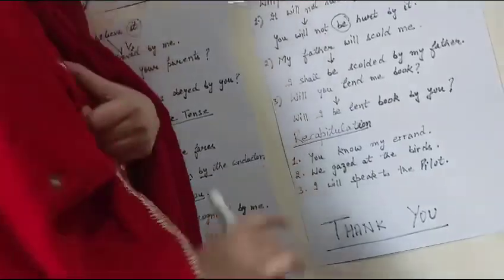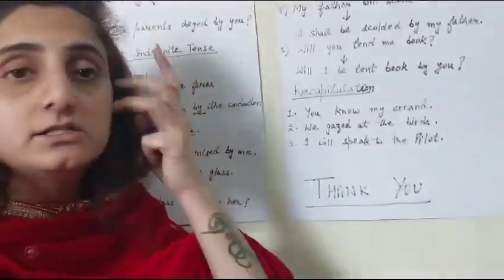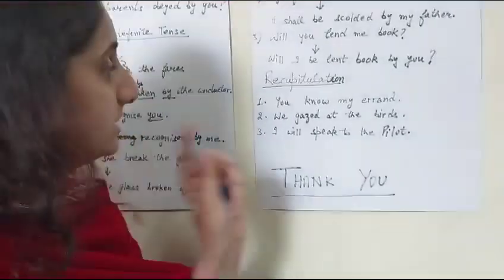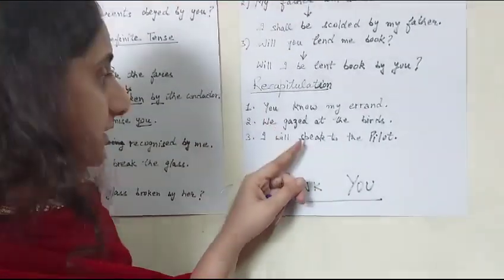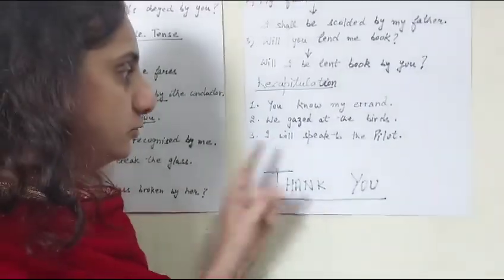So now, recapitulation. These are the sentences you have to do on your own. First sentence is, you know my errand. Second is, we gazed at the birds. And third is, I will speak to the pilot.